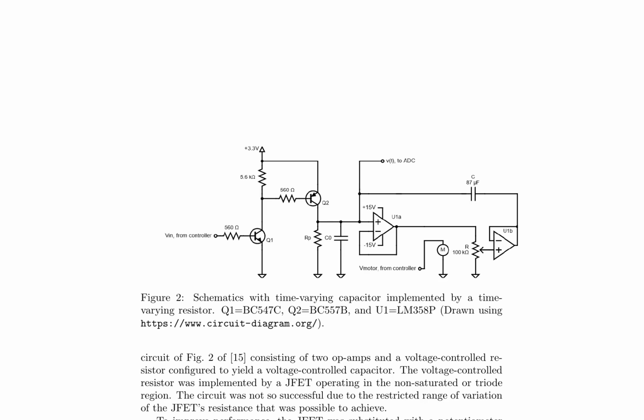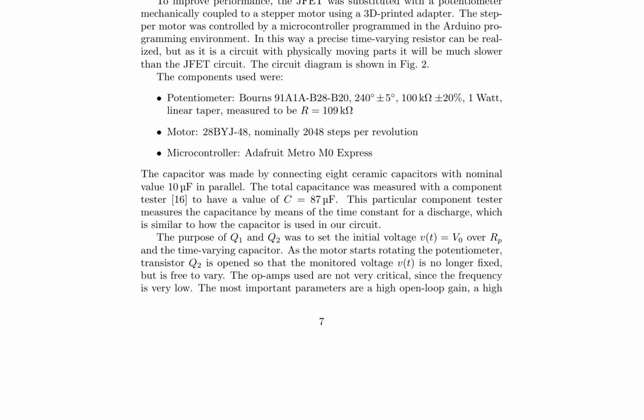The circuit diagram is shown in Fig. 2. The components used in the implementation include a Bourns 91A1A-B28-B20 potentiometer, a 28BYJ-48 stepper motor, and an Adafruit Metro M0 Express microcontroller. The capacitor is composed of 8 ceramic capacitors with a nominal value of 10 microfarads in parallel, resulting in a total capacitance of 87 microfarads.